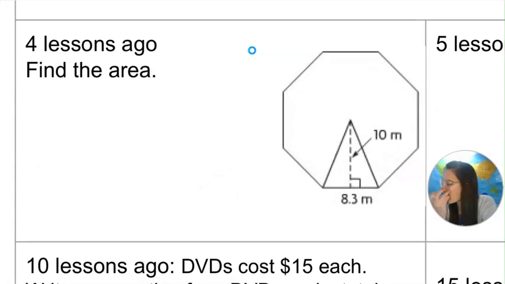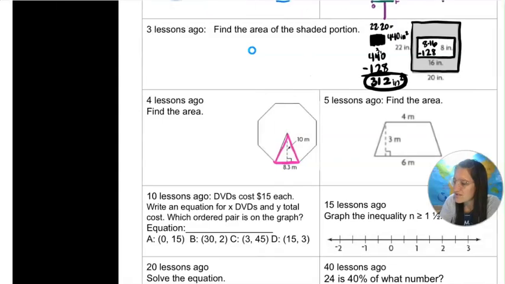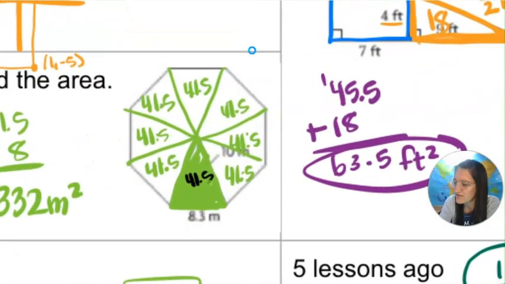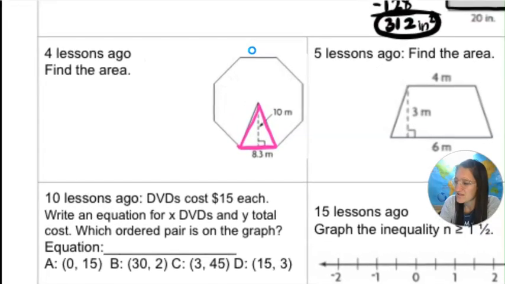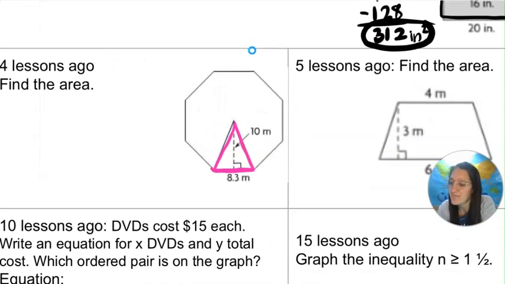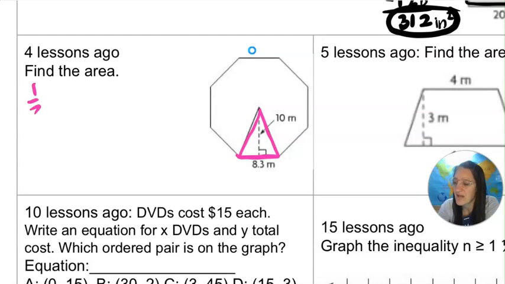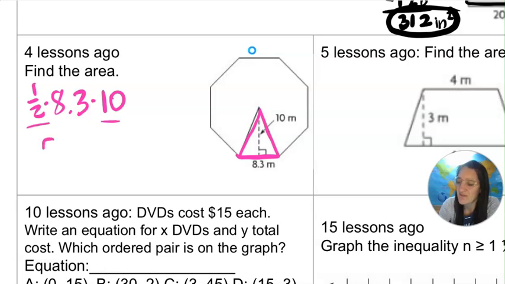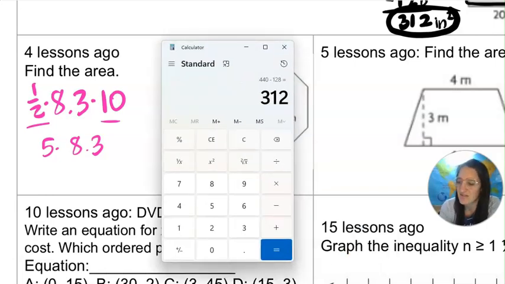Find the area. Oh, another regular polygon. Let's just find the triangle. Guys, we just barely did this one, so you better be good, right? Yep, look, exact same thing. You should be able to do this without me. Find the triangle first: 1/2 times 8.3 times 10. That gives me 5 times 8.3, which I think was 41.5, because I only did it like 15 minutes ago. You guys did it a whole day ago. 41.5.